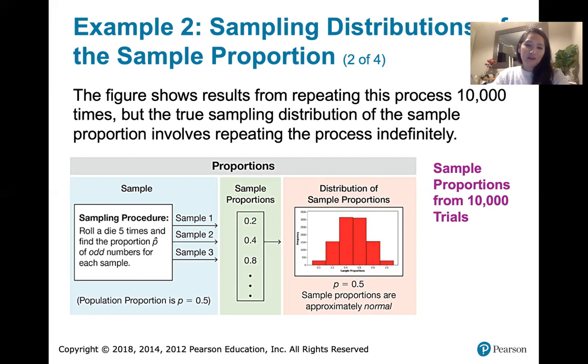So your sample proportions are going to have values of 0, 1/5, 2/5, 3/5, 4/5, and 5/5, or 1, because those are the possible sample proportions that you could get for a number of odd numbers when you roll a die 5 times. Okay, but now we're not just going to do that 5 times or 100 times. They actually did that 10,000 times. So 10,000 times, they rolled a die 5 times, and they computed sample proportions every time, and they got a bunch of values that were either 0, 1/5, 2/5, 3/5, 4/5, or 5/5. And then they looked at the distribution of those sample proportions.